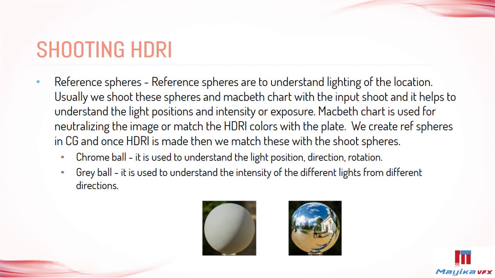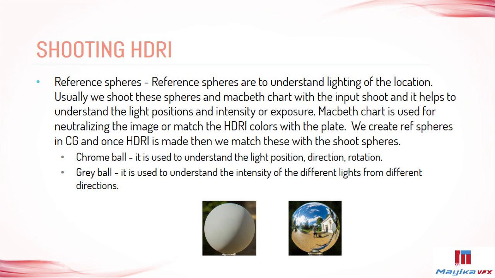We create ref spheres in CG as well in the scene files, and we try to match as much as possible the ref spheres from the plate with the CG. One is the chrome ball, the right side one, which is used to understand the light position, direction and rotation, and the second one is the gray ball, where you understand the intensity and the light colors as well. Here I am showing these spheres as reference spheres. These are for reference, like the position and everything we can see and match with this.